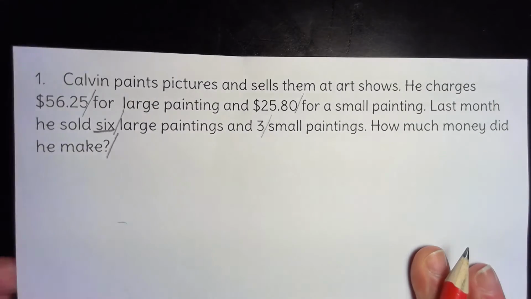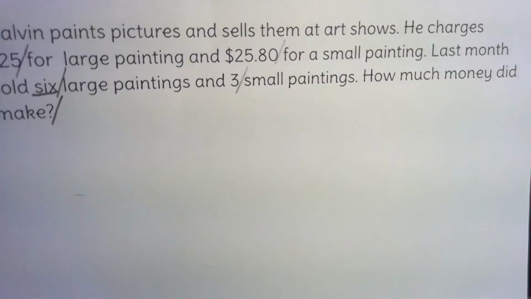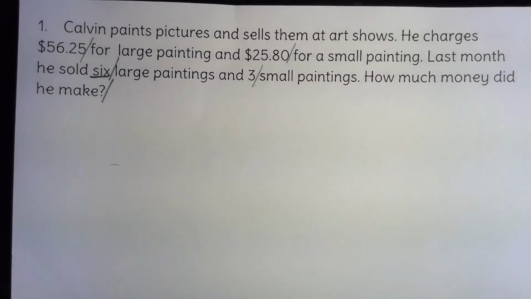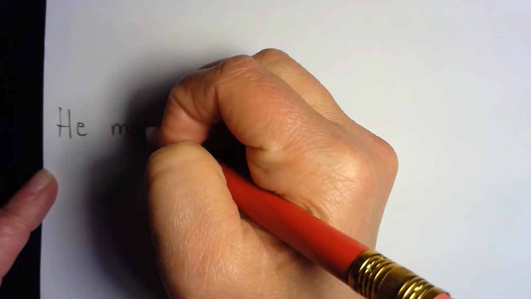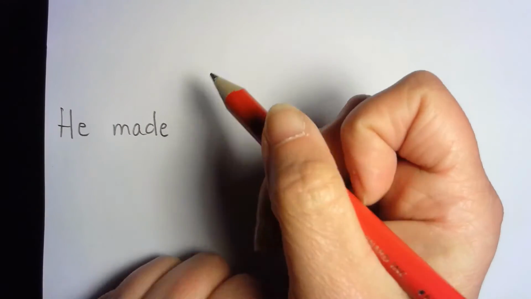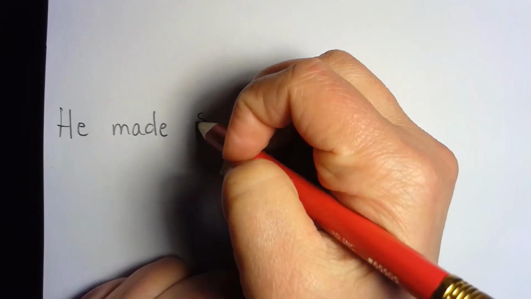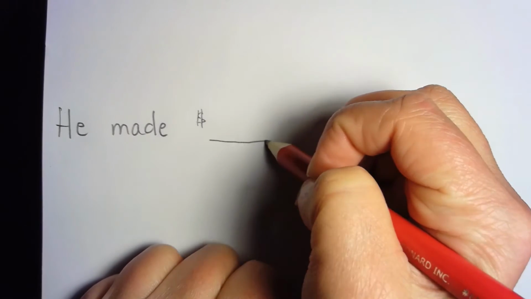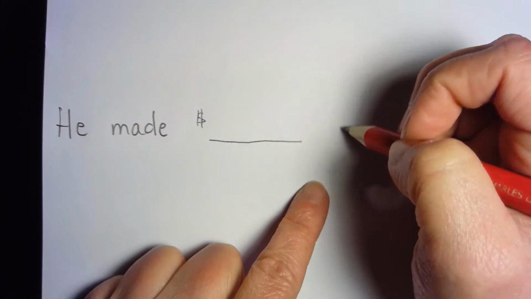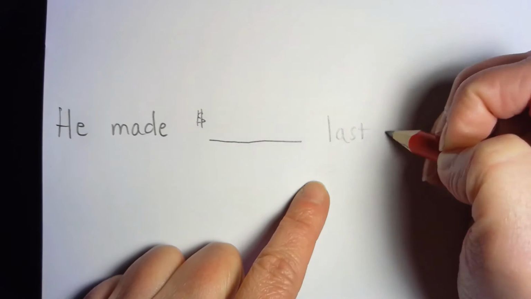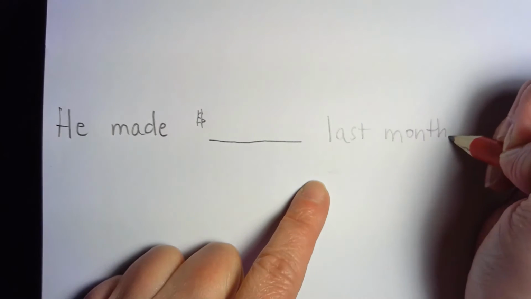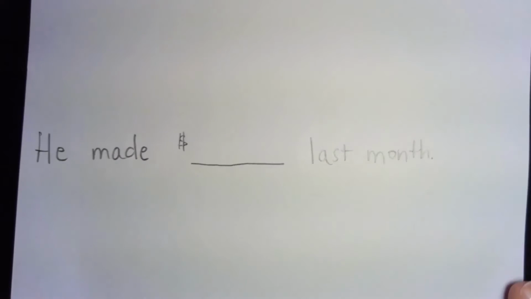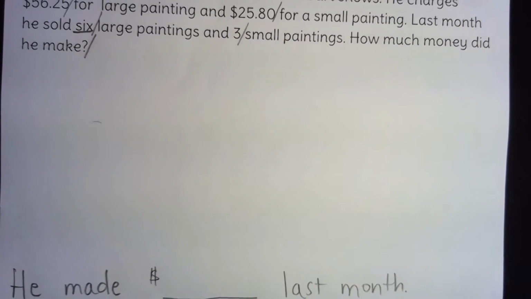Okay, so before I think, I'm going to do my answer statement. The question is, how much money did he make? He made, because I need to speak English, I can't say he make, he made blank amount of money last month. Okay, now I've written my answer statement, and now I'm going to have a think.